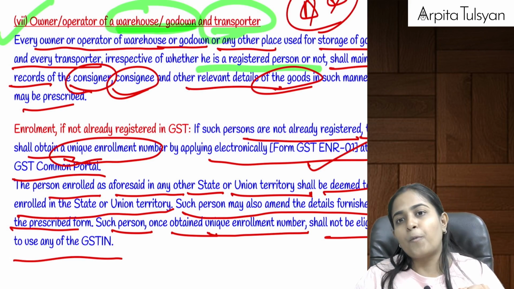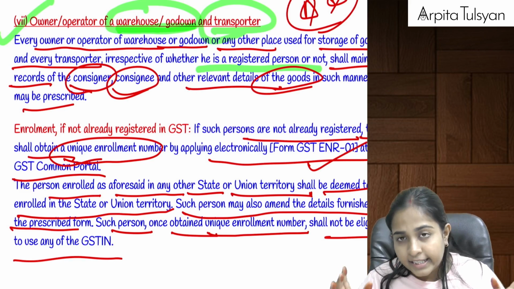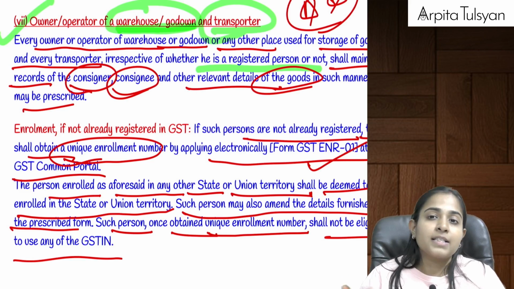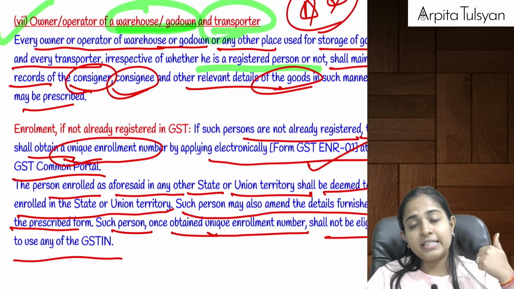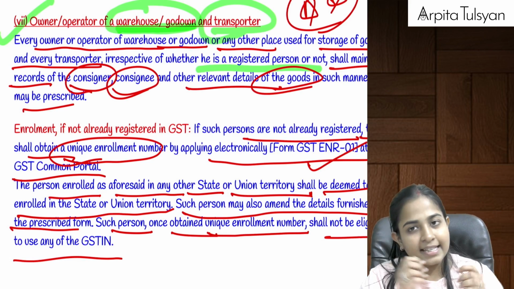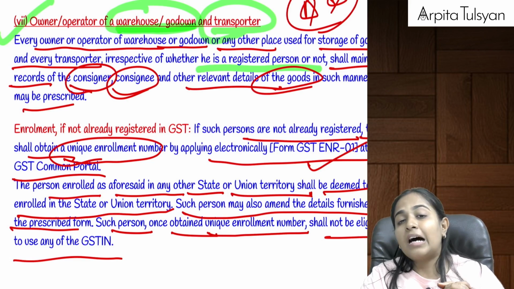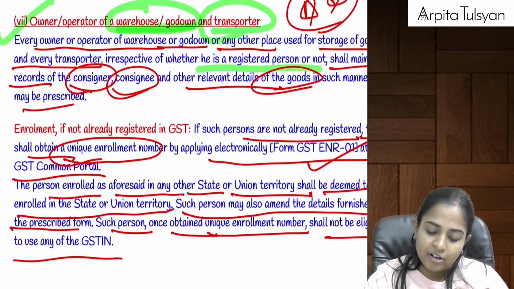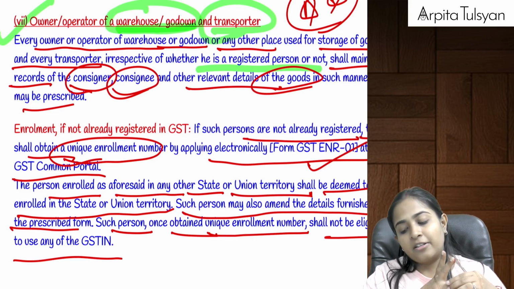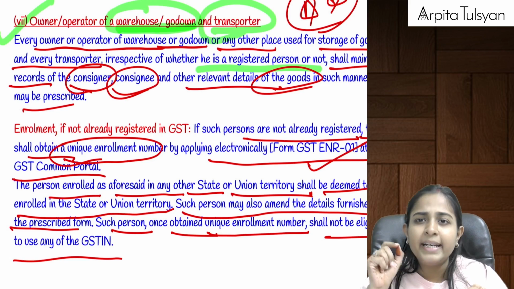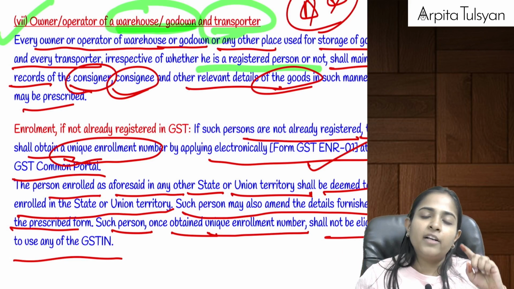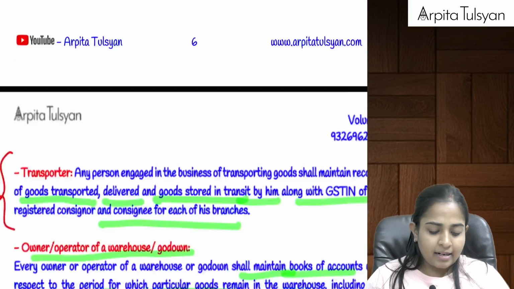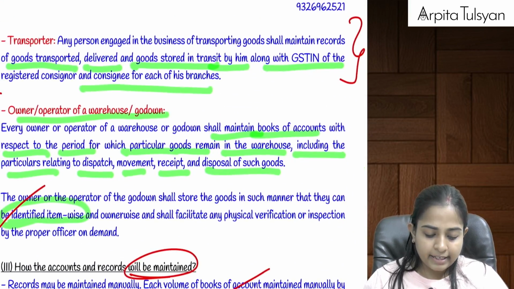During physical verification, we should be able to identify it item wise. If you are a transporter, then you have to maintain all the details regarding the stock or value of goods that you have received, and you also have to maintain the GST details of the consignor as well as the consignee. If these persons are unregistered, both the godown or warehouse owner or operator and the transporter, then they have to obtain a unique enrollment number, which can be obtained in form GST ENR-01 on the GST portal, and they will have to furnish all the details.